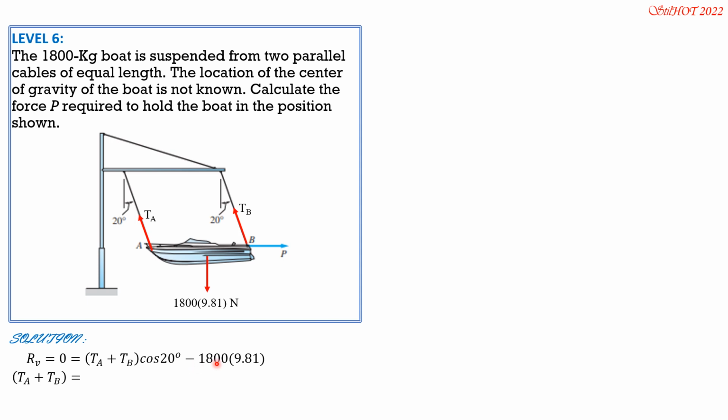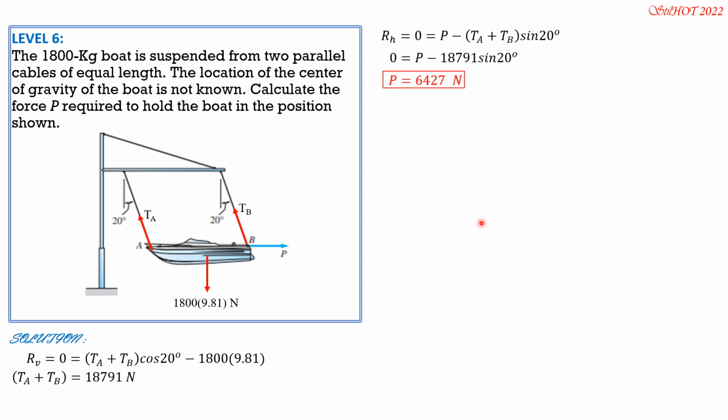So that is equal to 18791 newtons. Then the horizontal component of the resultant force should be 0, and that is equal to P minus quantity T sub A plus T sub B times sine of 20 degrees. Substitute the value of T sub A plus T sub B, which is 18791, then sine of 20 degrees, then we can solve for P. 18791 sine 20, so that's the value of P.